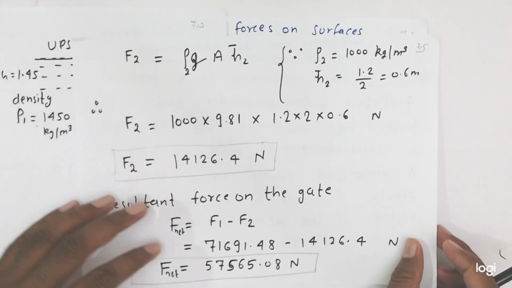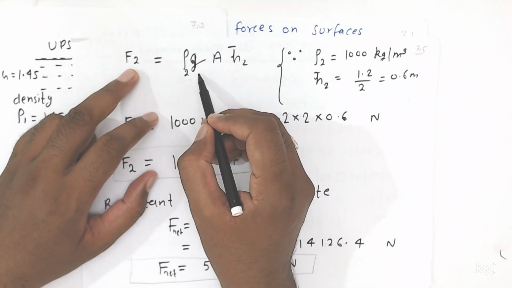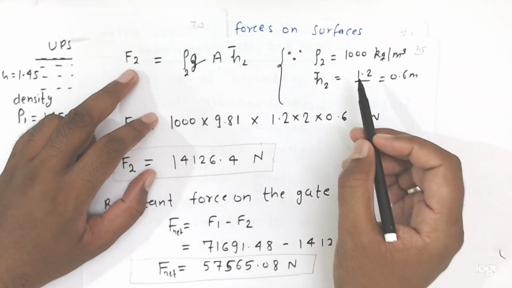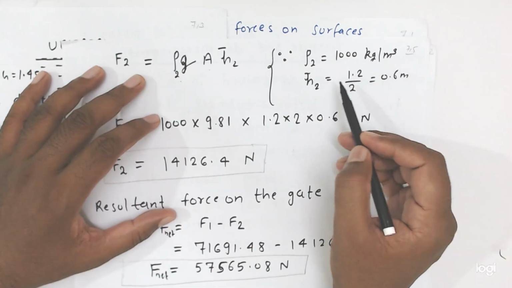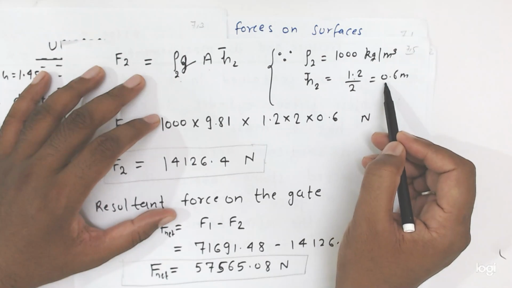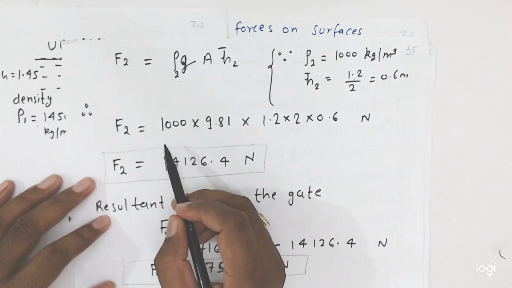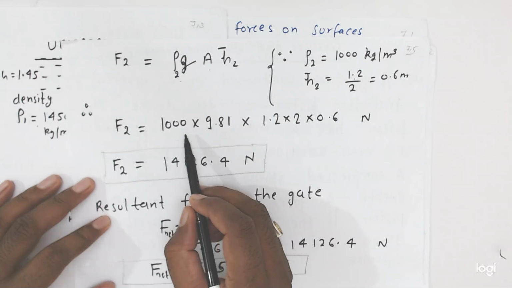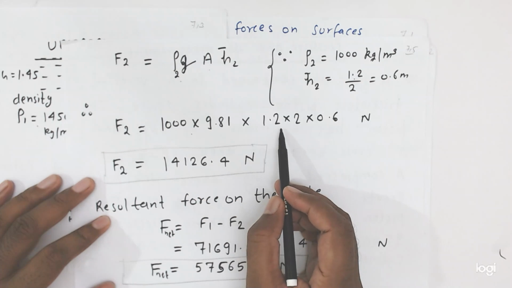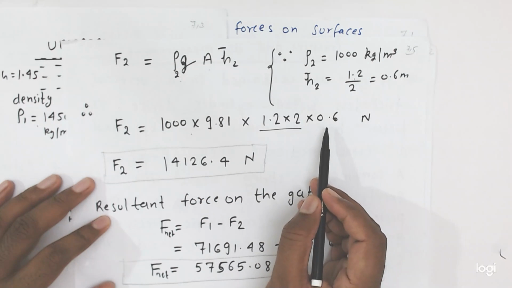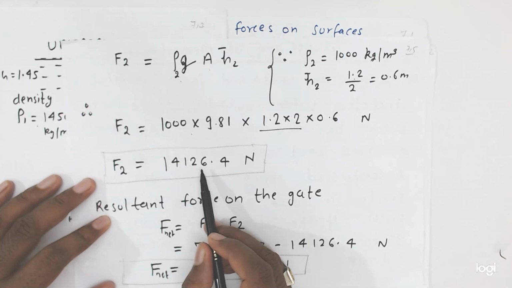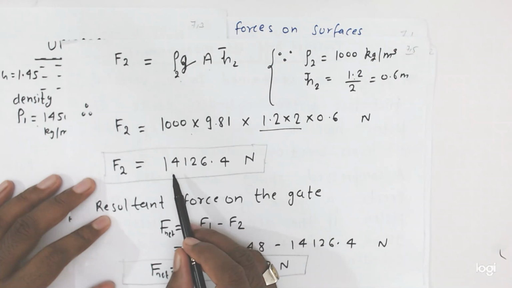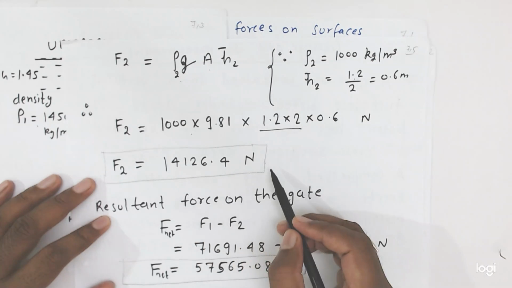So friends, here you see F2 is equal to ρ2 g A H2 bar, and from here ρ2 is equal to 1000 kg per meter cube, and H2 bar is equal to 1.2 divided by 2, which is 0.6 meter. Now if you calculate, F2 is equal to 1000 into 9.81 into 1.2 into 2, this is the area, and this is the H2 bar. So from here F2 is equal to 14126.4 Newton it will come.